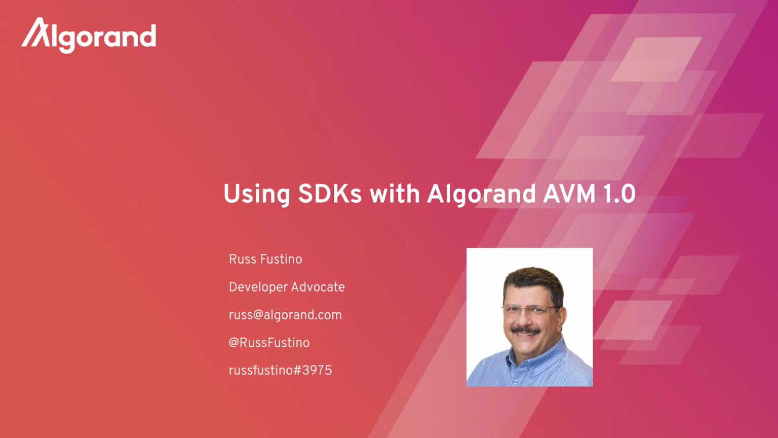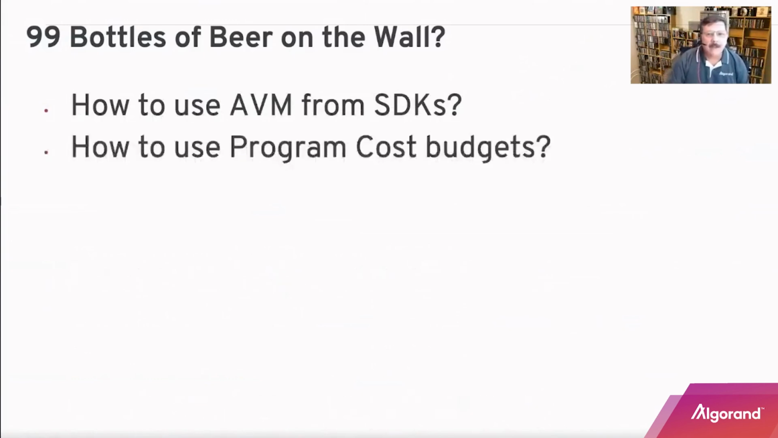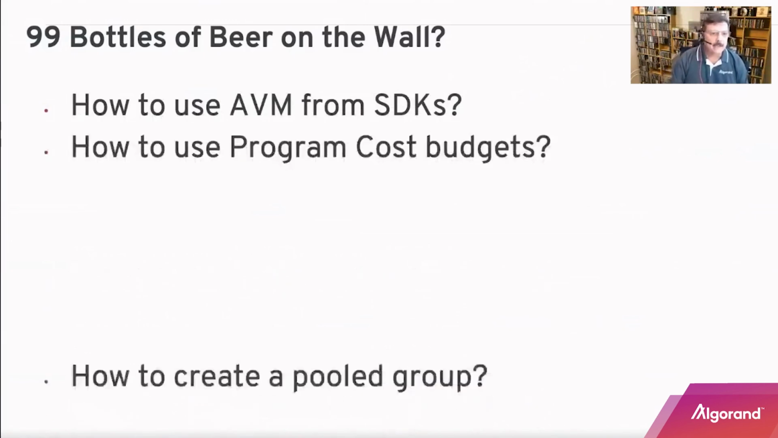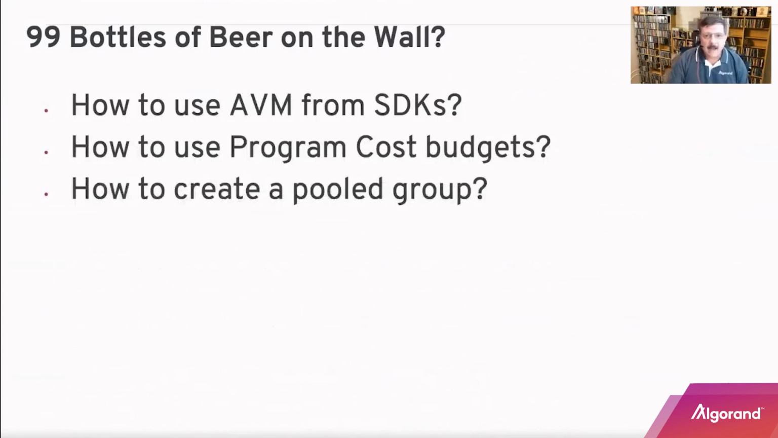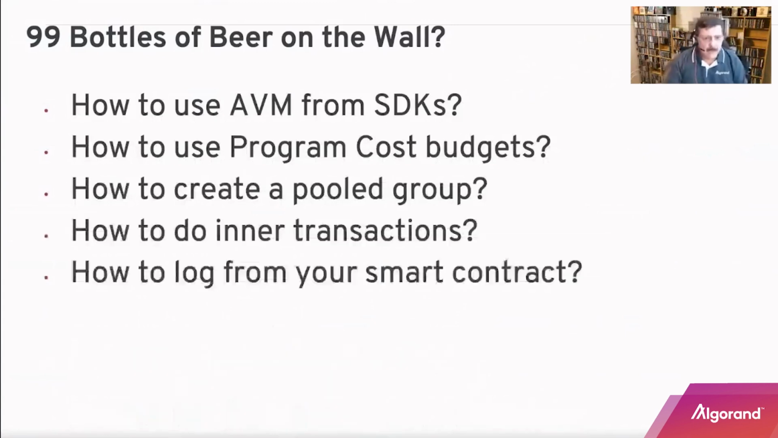So we're going to talk about using SDKs with Algorand AVM 1.0. A lot of how-tos here, all right? We're going to do a lot of how-tos in this session on how to use AVM from the SDKs. Maybe you want to know how to use program cost budgets, and maybe how to create a pooled group, or how to do inner transactions, or how to log from your smart contract. That's always useful. And then maybe just what's an AVM, right?